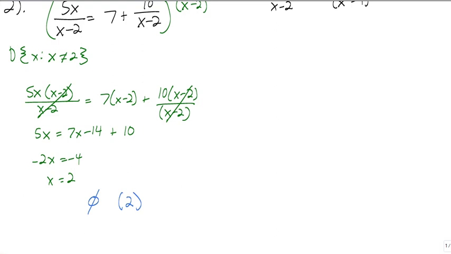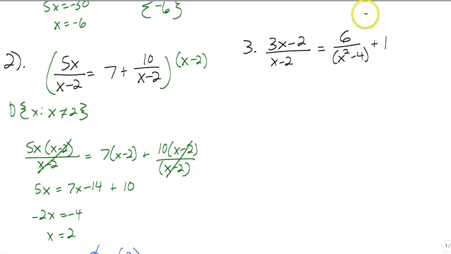Okay? And number 3. Let's do the same thing. Find out an LCD. First things first though, factor this. Remember, x squared minus 4 is the same thing as x plus 2 and an x minus 2. Okay? So my domain restriction then is that x cannot be plus or minus 2.